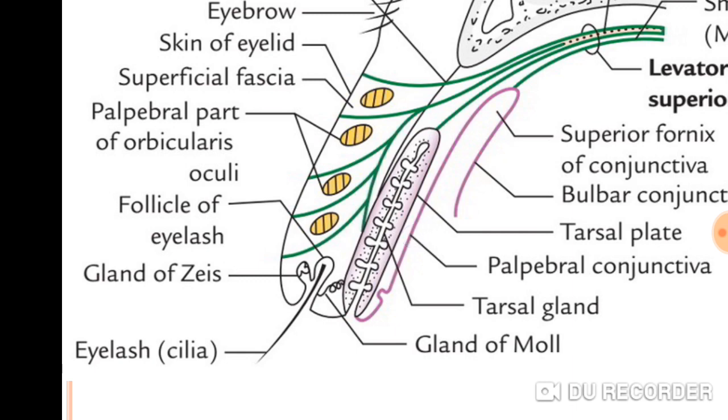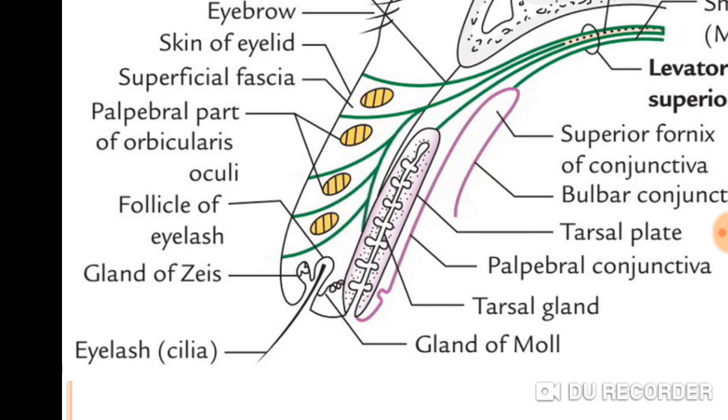It is called the palpebral conjunctiva when it covers the lower surface of the eyelid, and it then forms a superior fornix, and then it goes and covers the eyeball. We will study the conjunctiva further in the next videos when we are dealing with the various problems of the conjunctiva. For now, just remember it.